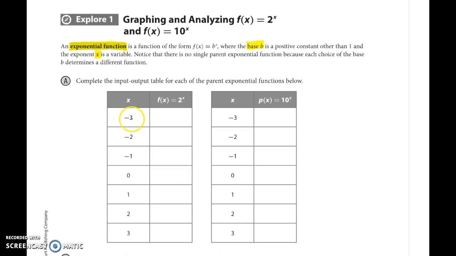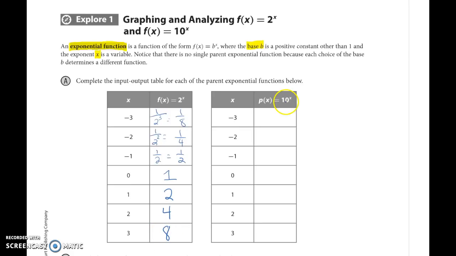So we're going to take x, which is -3, and plug it in here. And remember that negative exponent moves to the bottom, and so I get 1 over 2 to the third power, which is 1 over 8. And then if I plug in -2, I get 1 over 2 squared, which is 1/4. If I plug in -1, I get 1 over 2, which is 1/2. If I plug in 0, anything to the 0th power is always 1. If I plug in 1, I get 2. If I plug in 2, 2 squared is 4, and 3 cubed is 8.